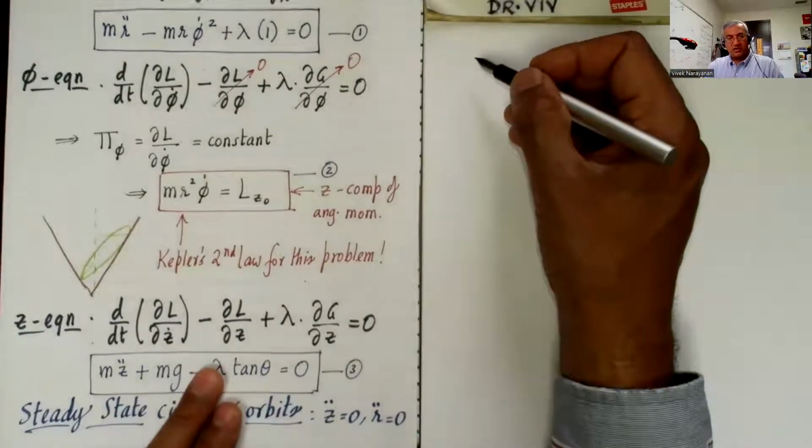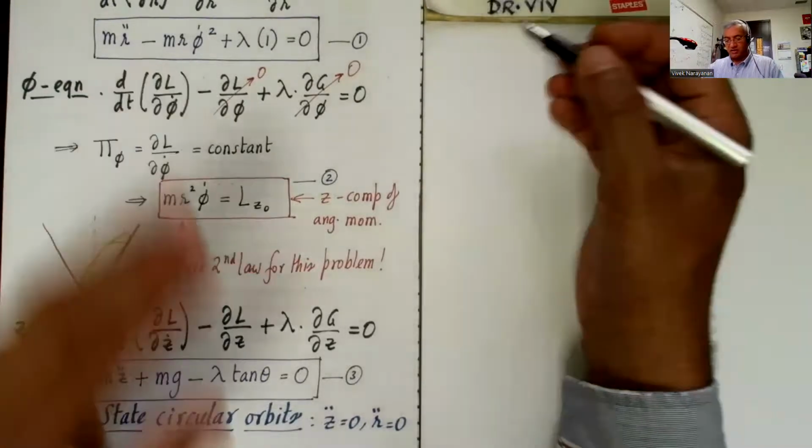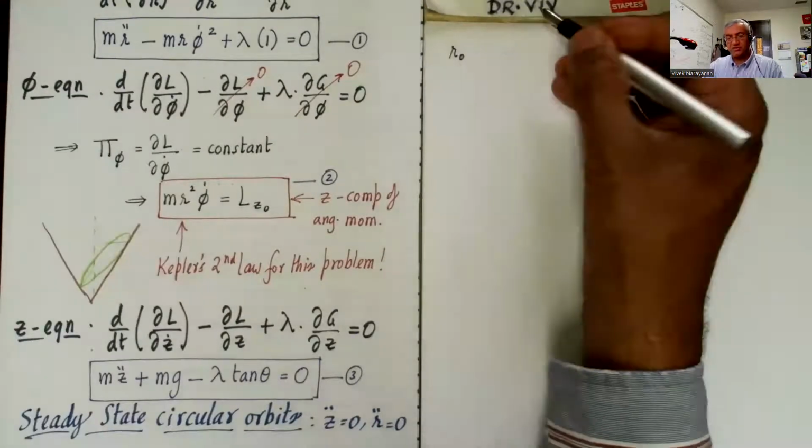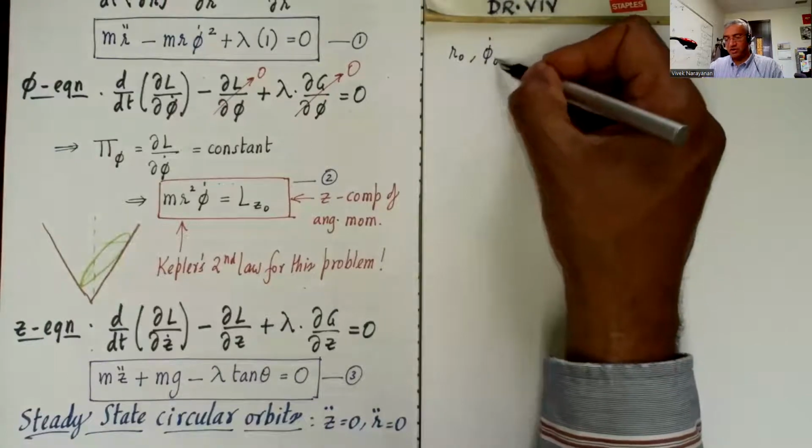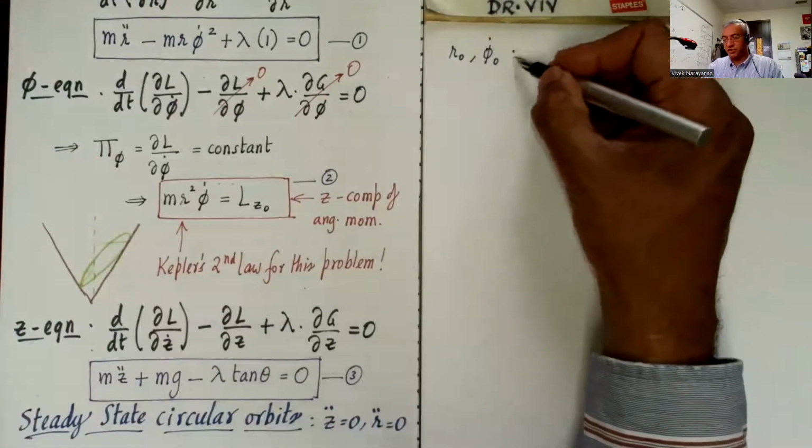When I put r double dot equal to 0 there, and then also let me agree that r naught is a radius and phi dot naught is the angular velocity for the circular orbit.